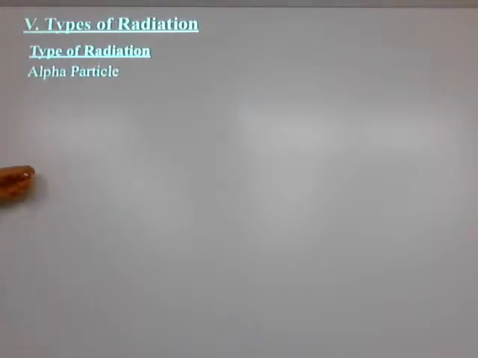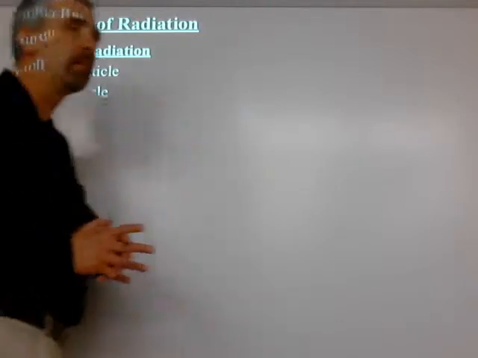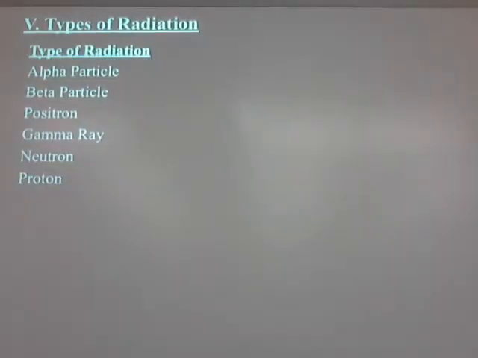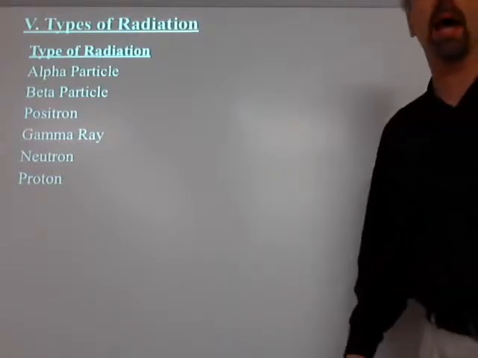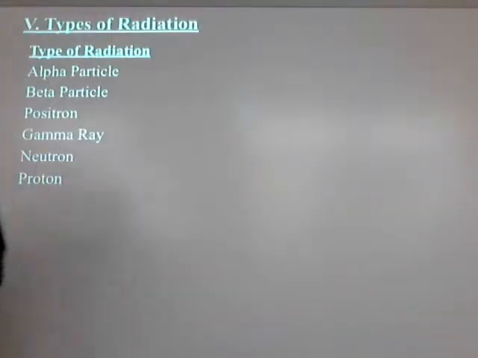So those are some of them: alpha particles, beta particles, positrons, gamma rays, neutrons, and protons are all different kinds of radiation that can be given off by atoms that are unstable. Now, you don't know what any of those mean yet, but you're going to. You're going to have to, because you can't complete the equations or predict what's going to happen unless you know what they are. So that's why I have to do this first.